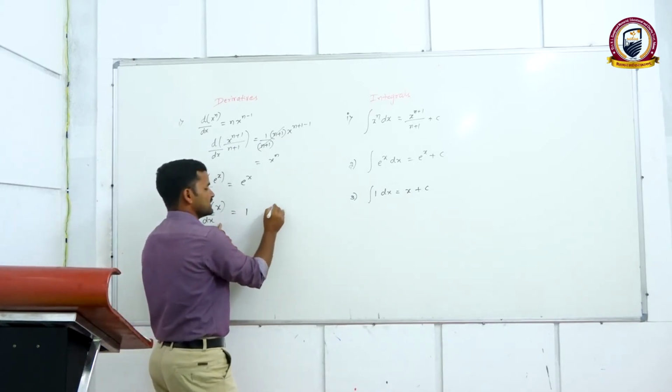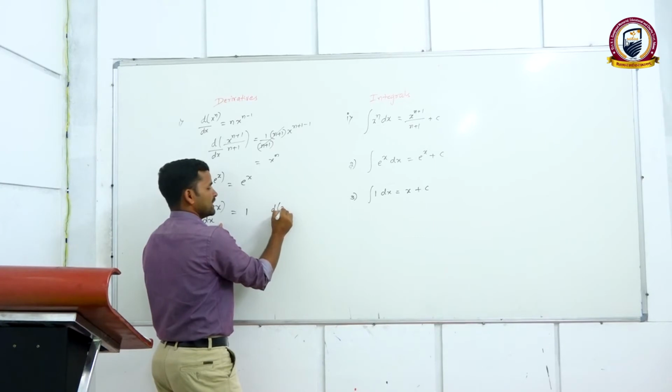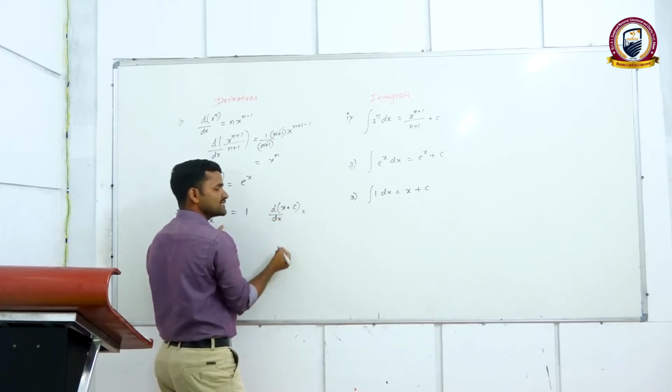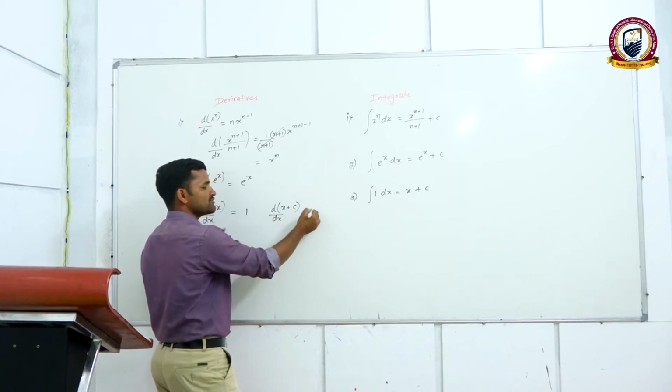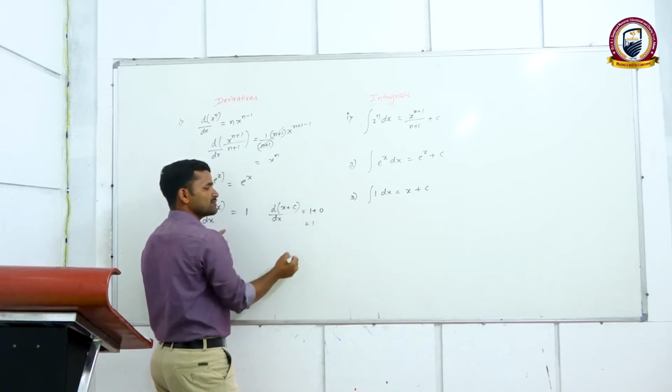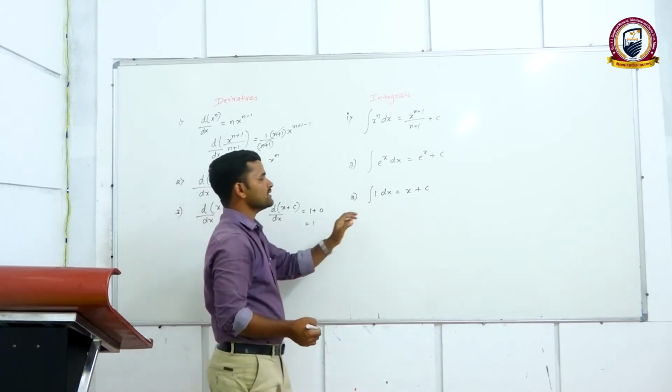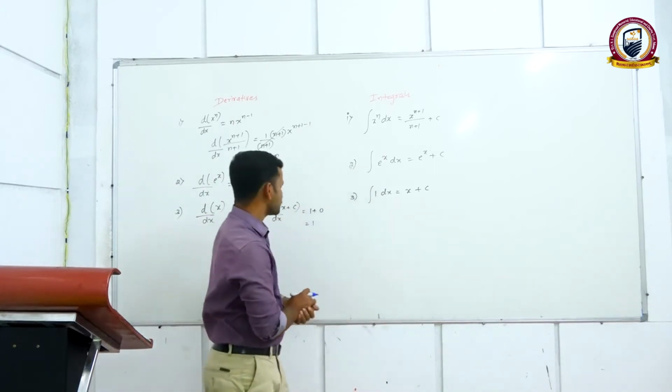Suppose I have here a differentiation of x plus some constant c with respect to x. What do we write its differentiation? Its differentiation is 1 plus 0 we write. That is nothing but 1. While integrating, we should get back the original term. That's why we write x plus c.